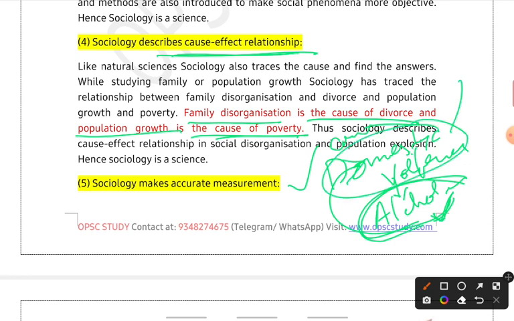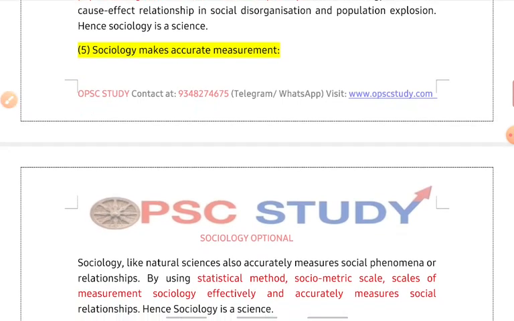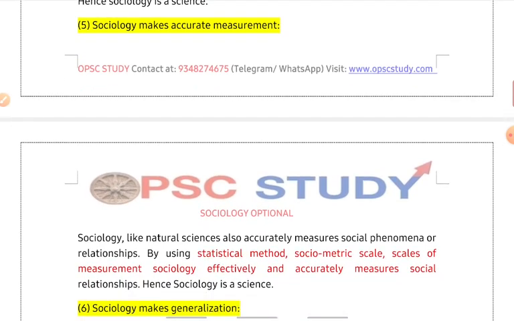If domestic violence happens, this will lead to the breaking of marriages, right? So there is a cause and effect relation between every institution, or in every step of it. Similarly, it tries to build cause and effect in everything. Then sociology makes an accurate measurement.